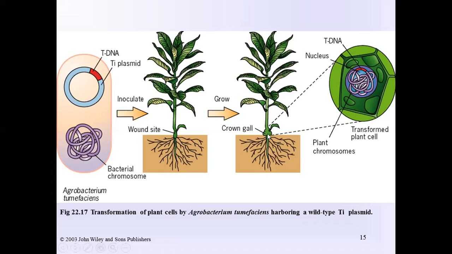When this is inoculated to a wound site, what happens? It produces crown gall, and when the cells of the crown gall were taken and checked, the chromosome of the plant had only the transfer DNA of this plasmid. This DNA was not there and this DNA was not there. Only the red region was integrated into the plant genome. So this is how it occurs.